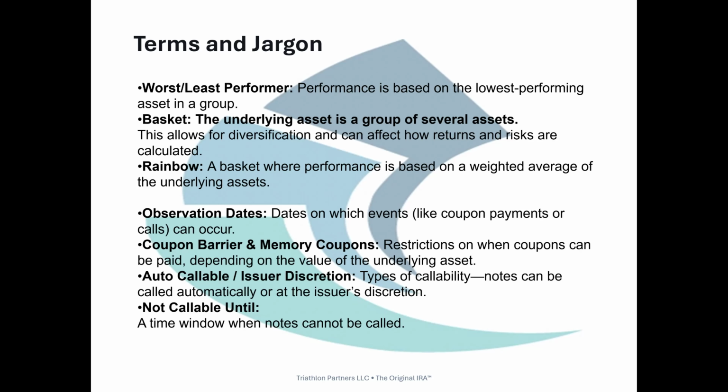A term called rainbow, and we're going to have a great example of that later on. Observation dates, those are dates when something can occur. Callable: you have an auto-callable note, which means if certain market conditions are met, it's called, or if the issuer gets to decide on those observation dates. And these notes usually have a window when they cannot be called.